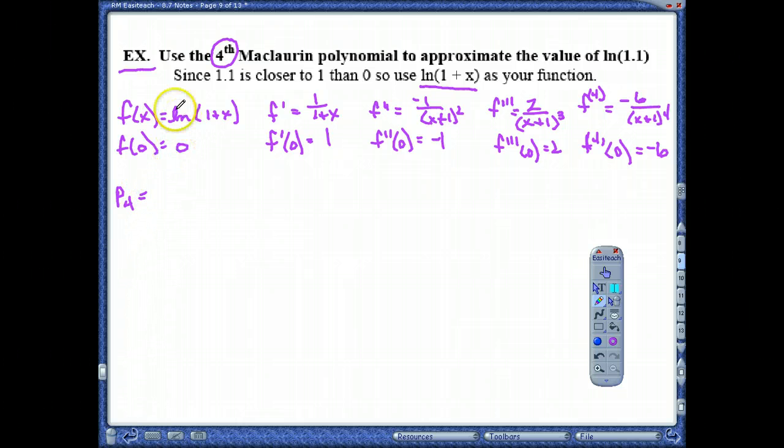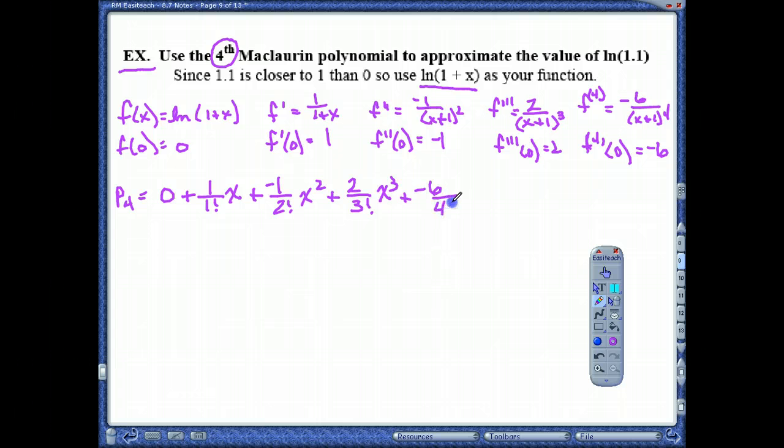Alrighty, so remember, it is your function's value at 0, and then plus the derivative's value at 0 over 1 factorial times x to the 1 power, plus the second derivative's value at 0 over 2 factorial x squared, plus the third derivative's value at 0 over 3 factorial x to the third, and then our fourth derivative's value at 0 over 4 factorial x to the fourth.